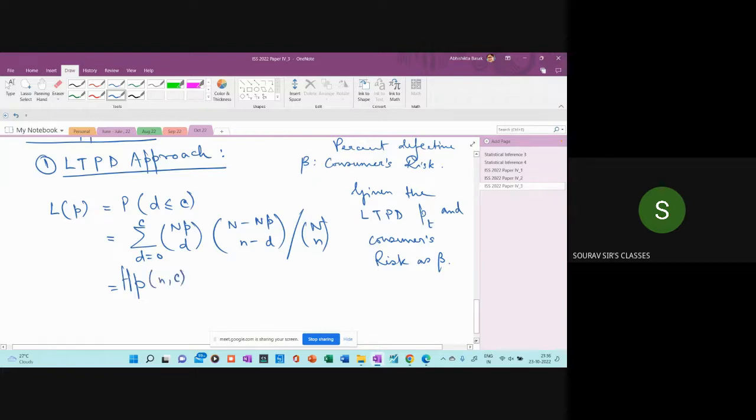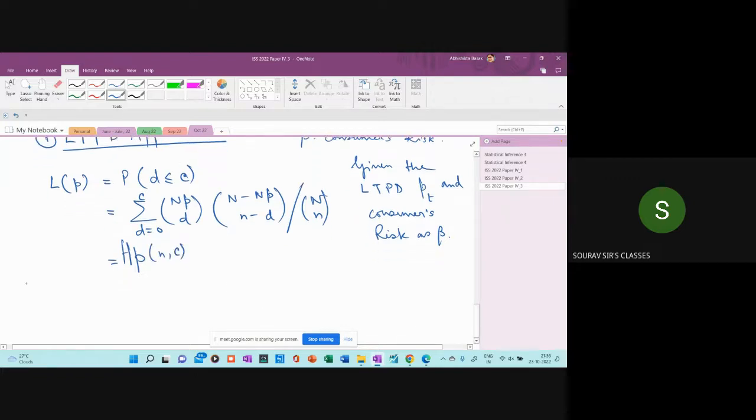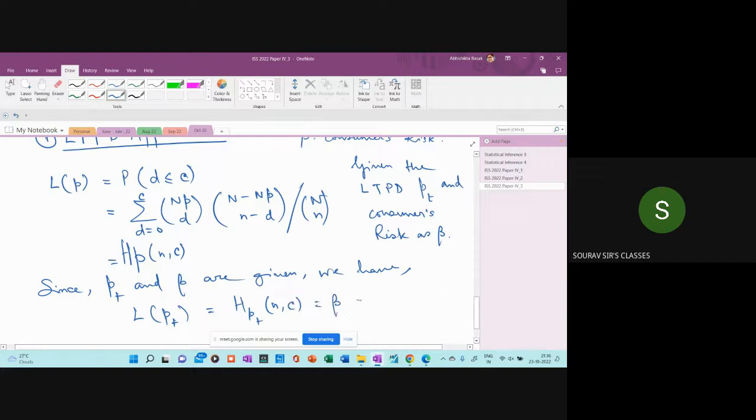So this Pt and beta will be given. So how are we going to find this? Since Pt and beta are given, with two unknowns, we will need two equations. We have this L of Pt is equal to H of Pt of n, c is equal to beta.